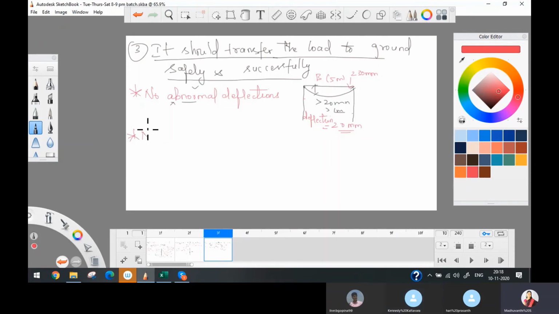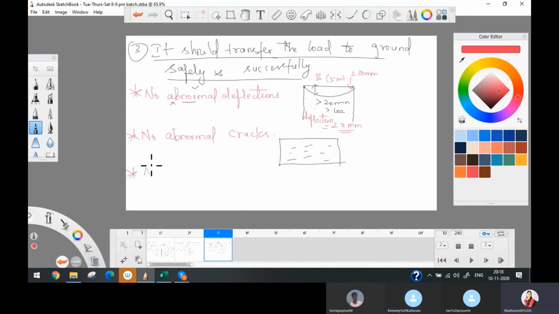Second criterion is there should not be any abnormal cracks. Cracks also generally happen, minute cracks. That also should be within your permissible crack width. The crack width is also mentioned in the code, how much it should be. So your cracks should be within that limit. There should not be any abnormal cracks.